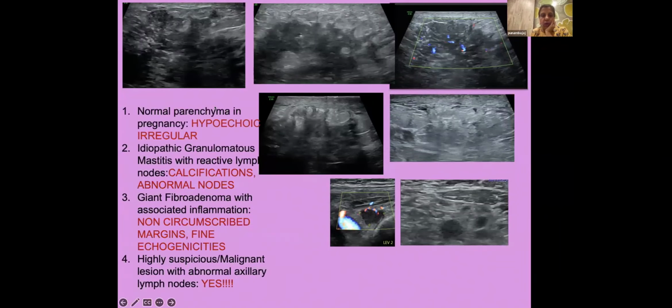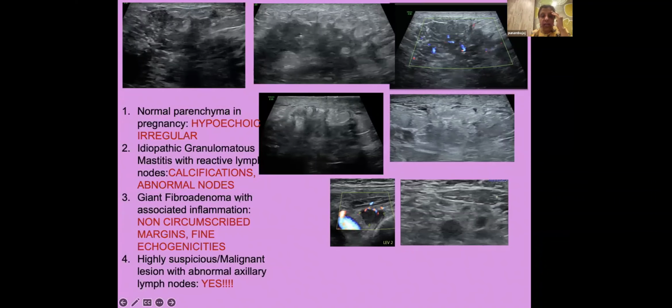Okay, so let's see why we are correct or not correct. Normal parenchyma in pregnancy, no. This is a hypoechoic area. These are not normal ducts. And just remember that even if you are confused, you will not get any changes in the breast parenchyma before the second trimester. The breast looks absolutely normal in first trimester of pregnancy. It looks the same as it would in a normal breast. But this is definitely abnormal. I'm glad nobody said normal parenchyma.